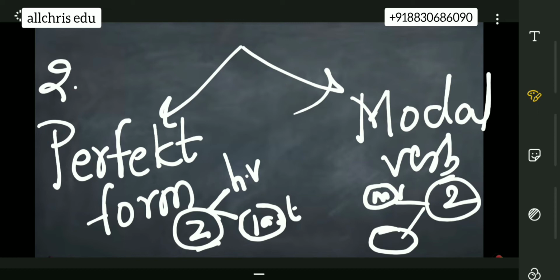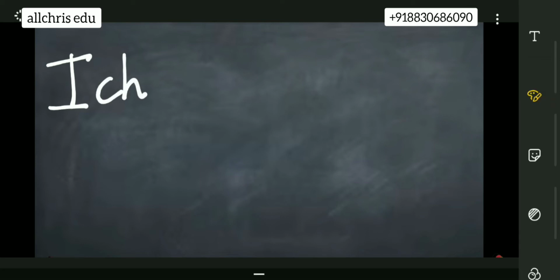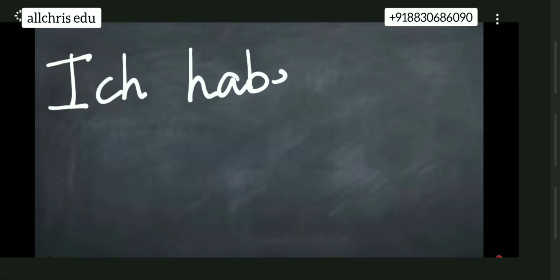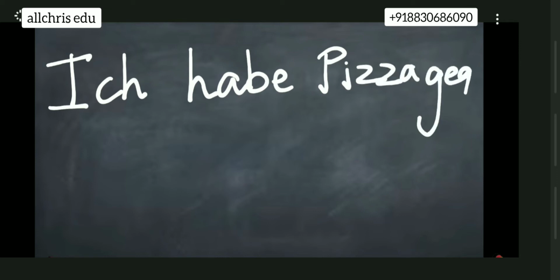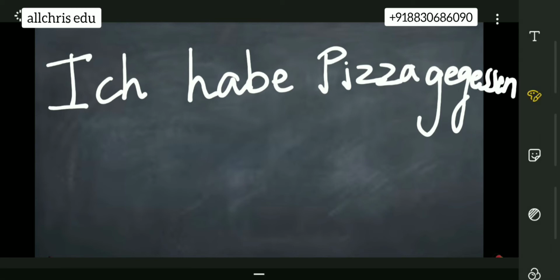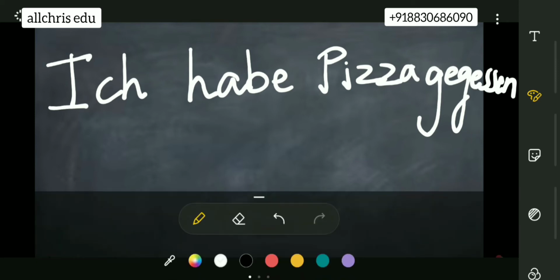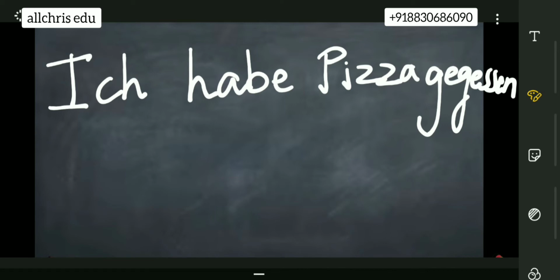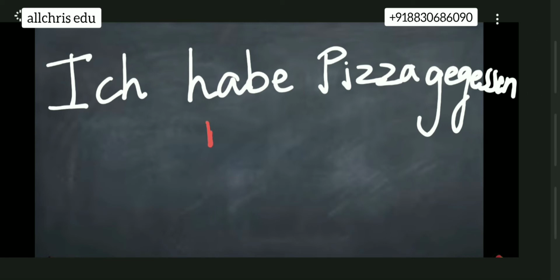So first we will take an example of the perfect form. Now for example, Ich habe Pizza gegessen. The meaning of the sentence: I have eaten a pizza. Now, if I want to negate this particular sentence, where will the word nicht come?